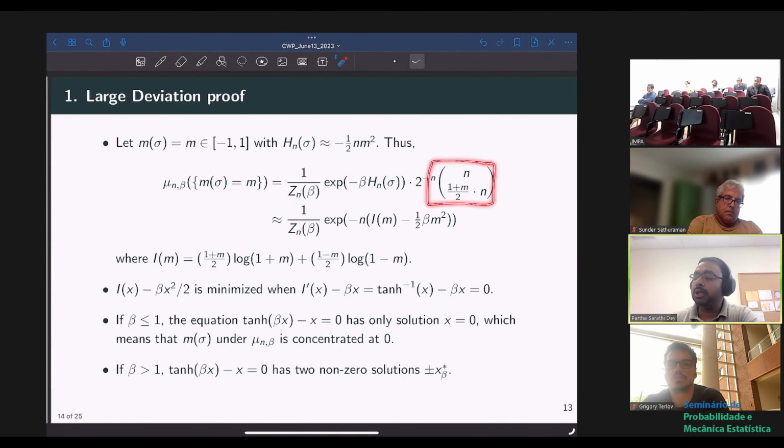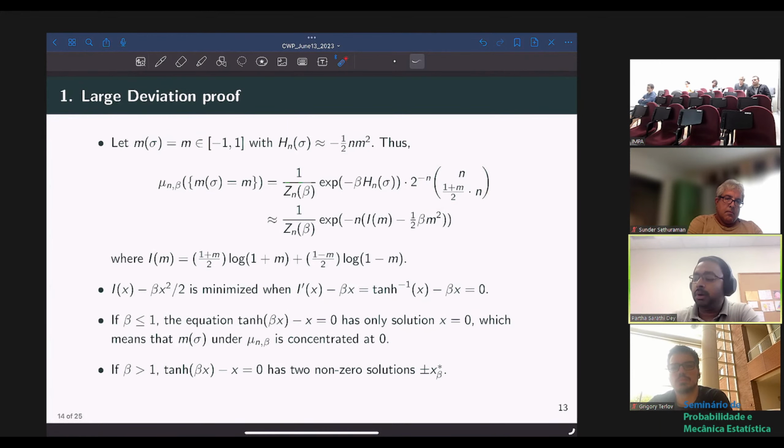Now the binomial probability can be written as e to the power minus n times I, where I is kind of the rate function. In particular, if we try to understand the behavior of this measure, we have to understand when this function is minimized with respect to m. And if we look at this I(x) minus half beta x squared, it will be minimized the usual way: differentiate, find all the solutions, and check whether some solutions are minima, some are maxima, and so on.